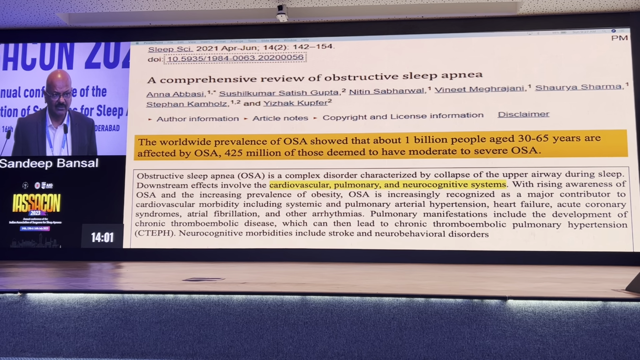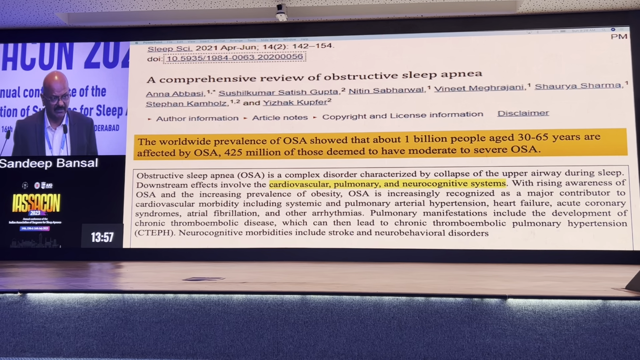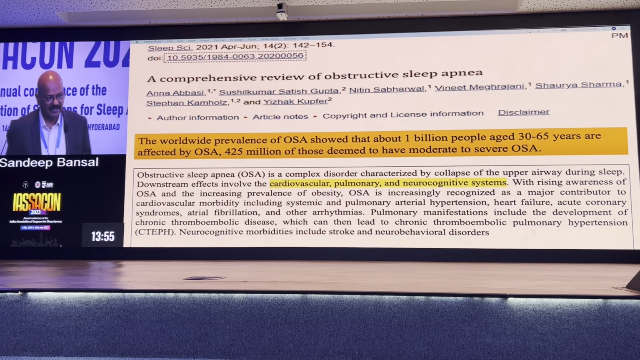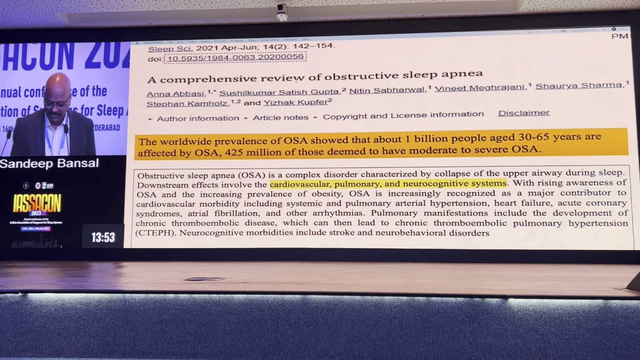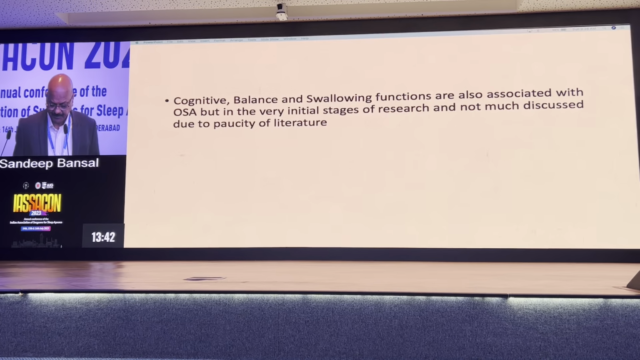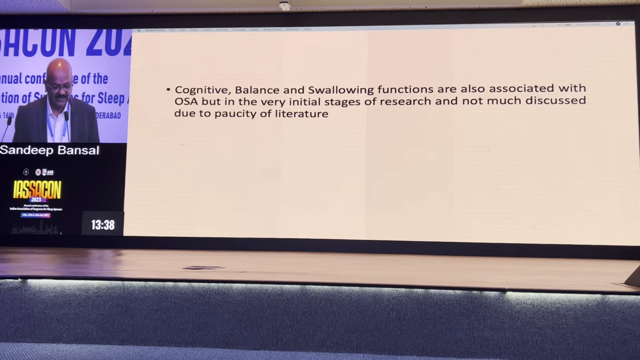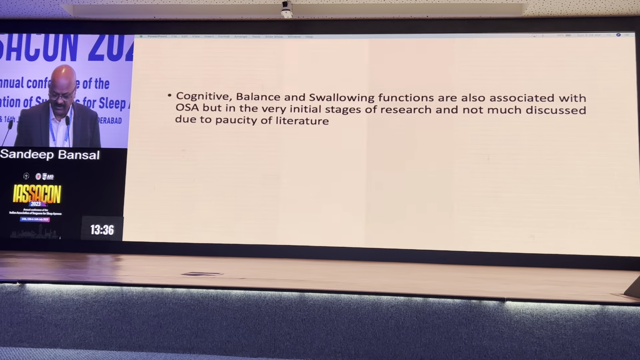Things which we are not able to think of, like balance disorders: patients coming to us who are already dizzy and imbalanced, but we are not able to find any cause. So maybe we have not gone into it. Obstructive sleep apnea could be one of them. It's very much in the initial research stage, and of course there is a paucity of literature.